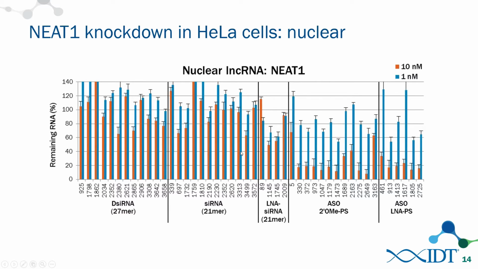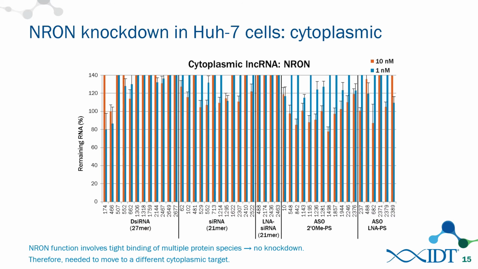Our second nuclear target, NEAT1, gave more striking results in that it was even more difficult to find an RNAi reagent to knock down NEAT1. There were a couple which knocked it down maybe 40%, but overall the antisense oligos outperformed the RNAi reagents at the 10 nanomolar dose, with most of the sites having 80% or greater knockdown levels.